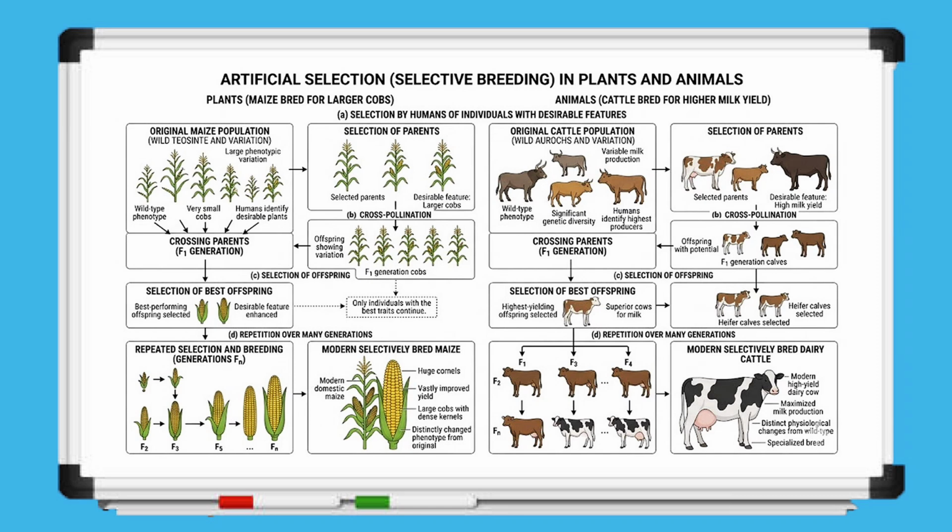In both plants and animals, artificial selection works by continuously selecting and breeding individuals with desirable traits, causing those traits to become more common over time and producing improved varieties.